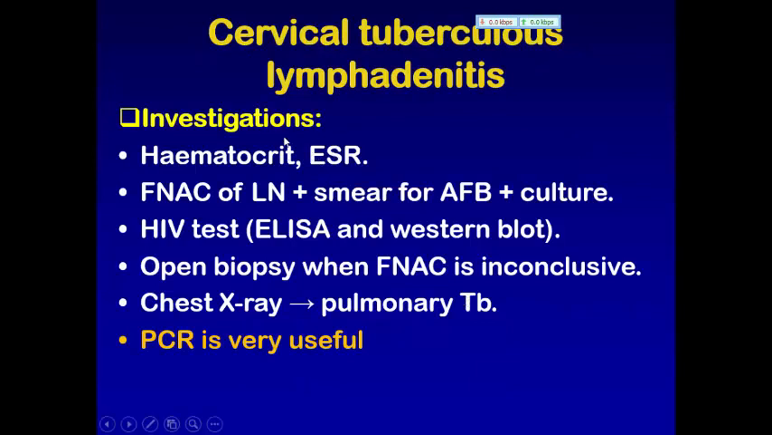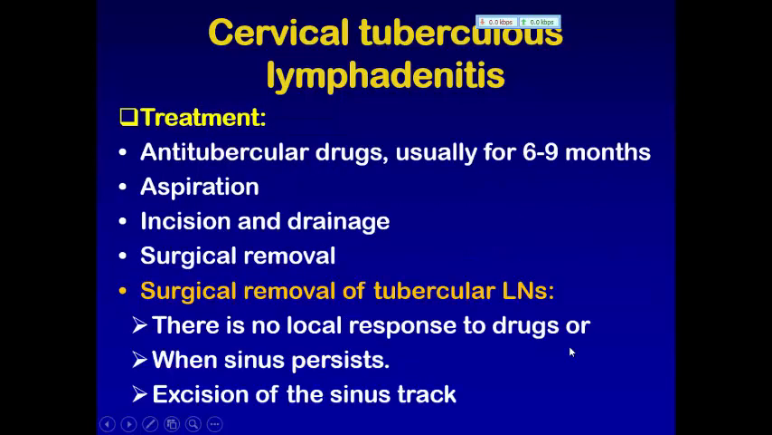The required investigations, like any investigation for TB: hematocrit and ESR, usually there is a raised ESR. Fine needle aspiration cytology of the lymph node and smear for acid fast bacilli from the tonsil and culture. Also smear from the discharging sinus and culture. HIV test, ELISA and Western blot, because as we said, it may be associated with HIV and in the differential diagnosis of HIV. Open biopsy when fine needle aspiration cytology is inconclusive. Chest X-ray to exclude pulmonary TB. And the most recent investigation, PCR, is very useful.